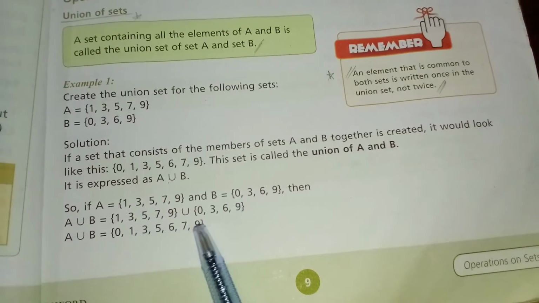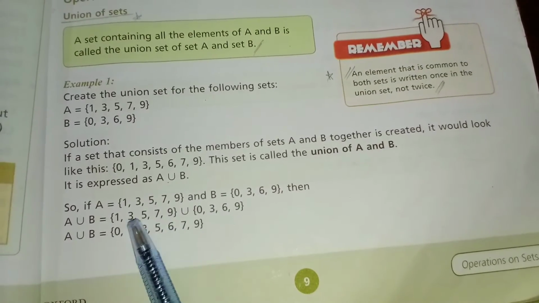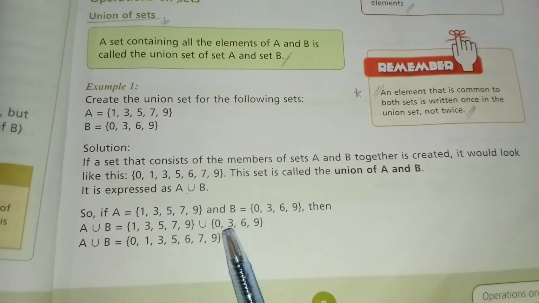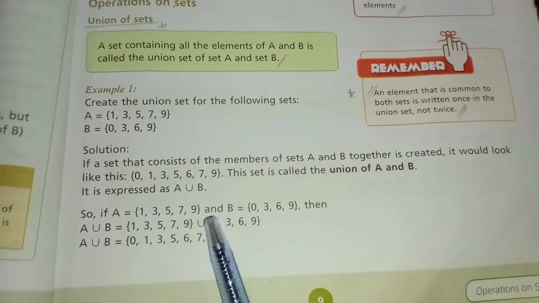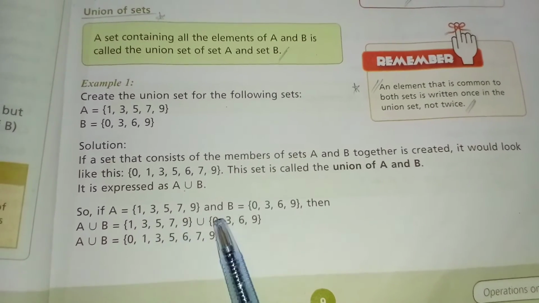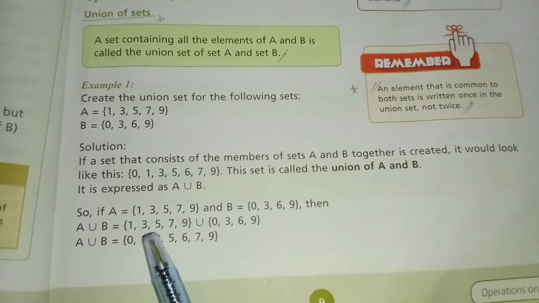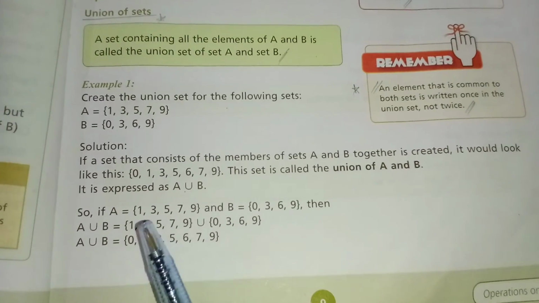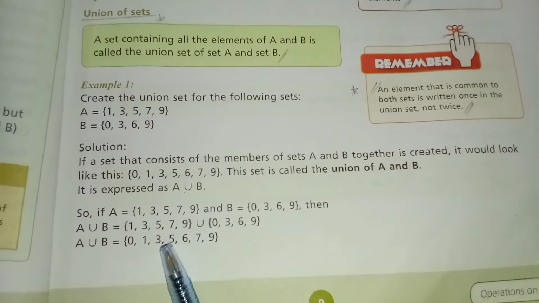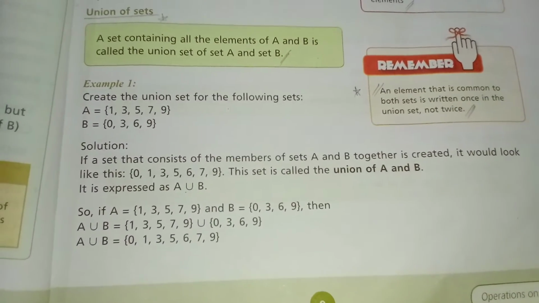0, 1, 3, 5, 6, 7, 9 are all the elements of set A and set B. An element that is common to both sets, for example 3, is written once in the union, not twice, because if we write it twice, the definition of sets is not satisfied. So we write the common elements, which are in both sets, only once.